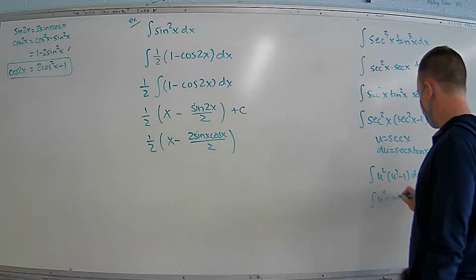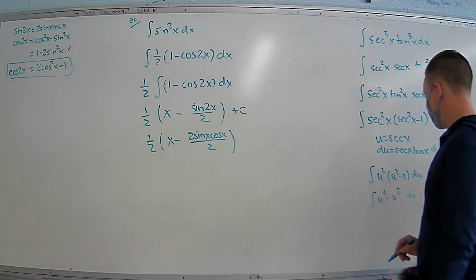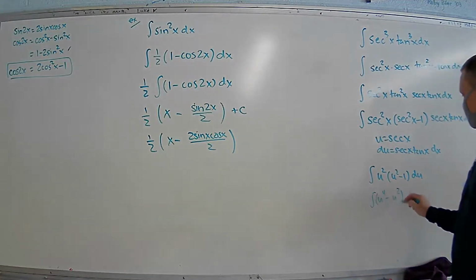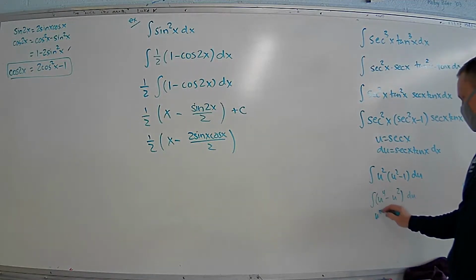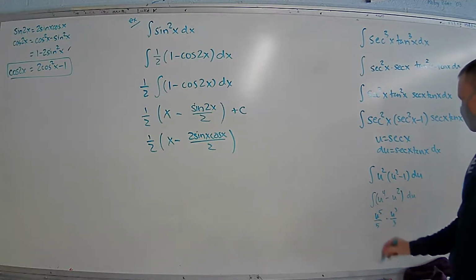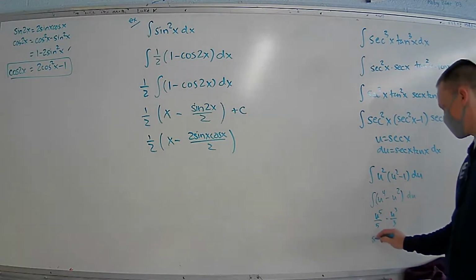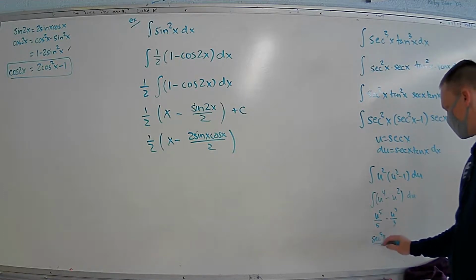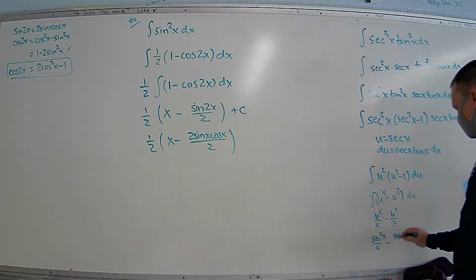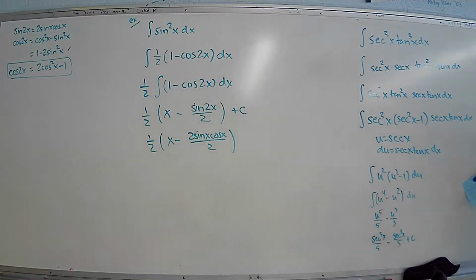u to the 4th minus u squared. You always got to keep those algebra pants on. That's u to the 5th over 5 minus u cubed over 3. So that's secant to the 5th over 5 minus secant to the 3rd over 3, plus the constant.